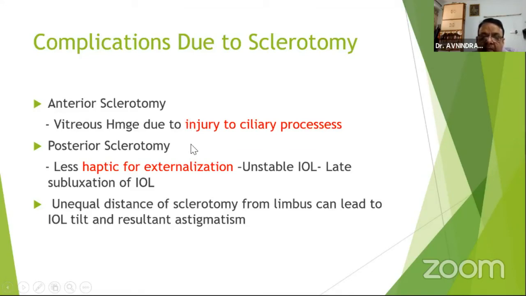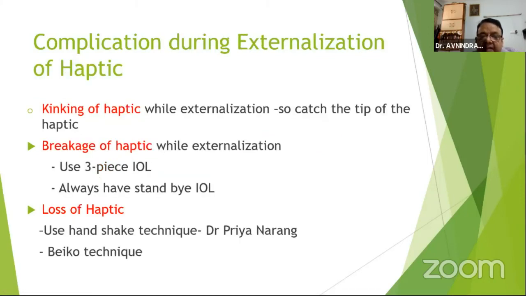I measure it from the posterior limbus 1.5 millimeters and then make a sclerotomy. Unequal distance of sclerotomy from the limbus can lead to IOL tilt and resultant astigmatism. So I always tend to measure the sclerotomy site nasally and temporally. If you catch the haptic in the middle, you can land up with kinking of the haptic, which Dr. Ritesh has shown.